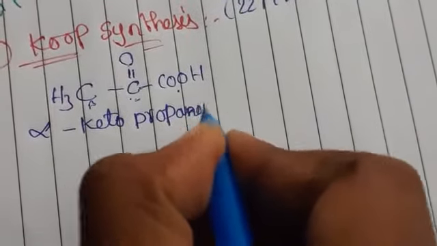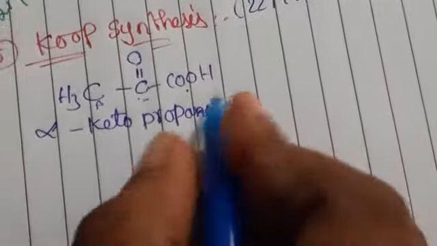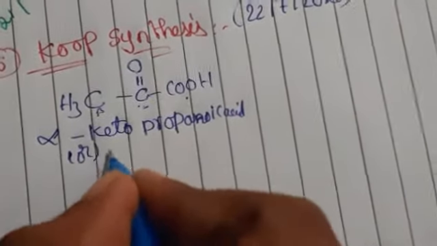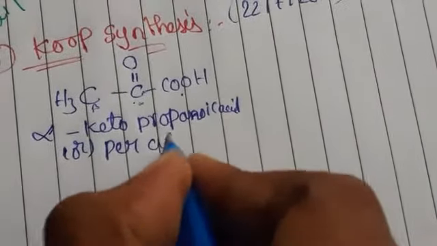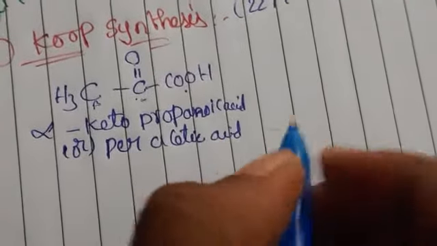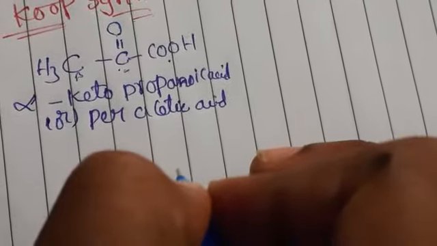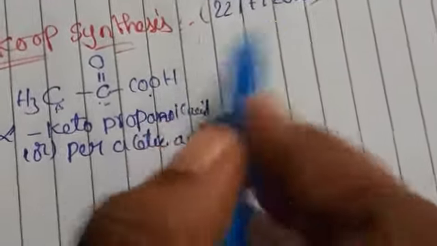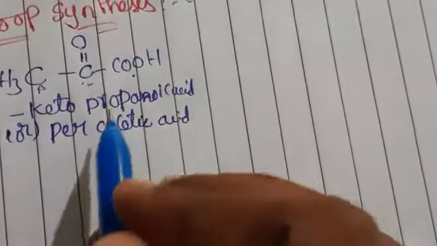propanoic acid, or we can say peracetic acid. Why we will be saying peracetic acid means here there will be 3 oxygens here. So that's why we will be saying peracetic acid.